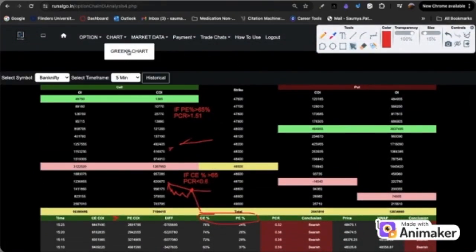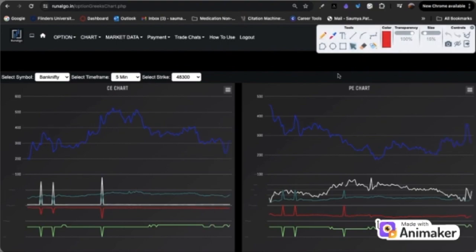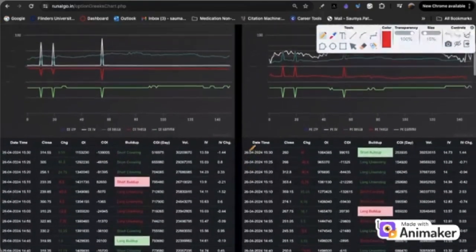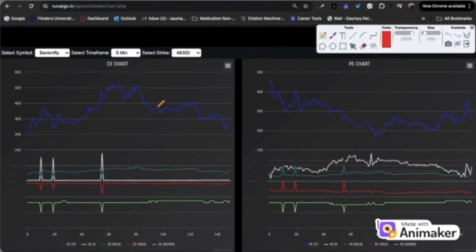Let's move to the next page now, which is the option Greek chart. On this page, you can see a lot of details regarding option Greeks, COI, price change and so on.